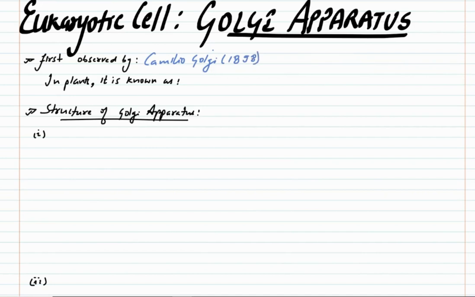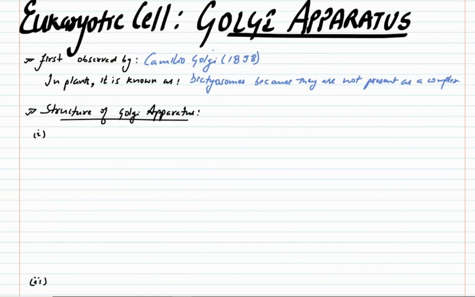In plants, Golgi apparatus is known as dictyosomes because they are not present as a complex. So in plants, Golgi apparatus is not present in the form of a complex, rather each particle is present isolated in the cytoplasm of the cell. That is why they are known as dictyosomes.